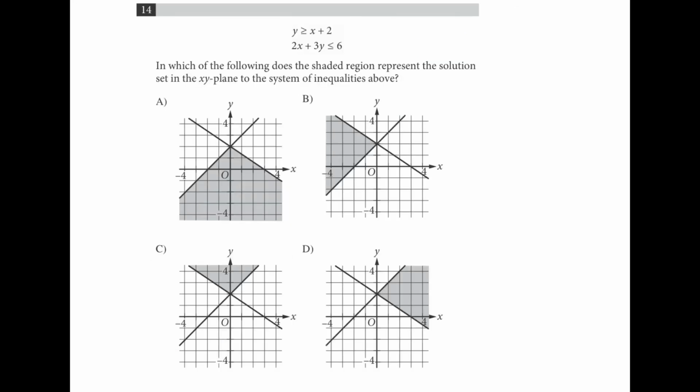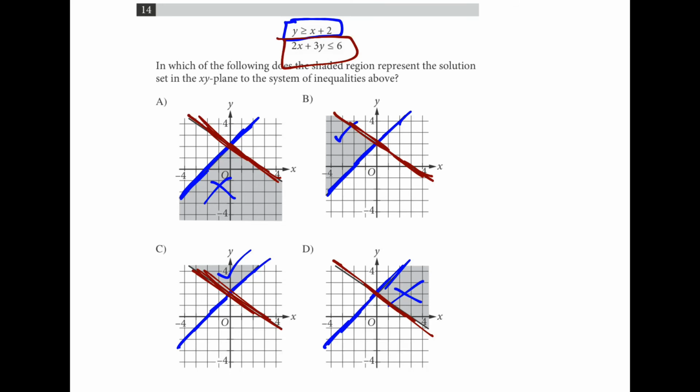So for 14, the solution set is where these two inequalities overlap. I've traced over with blue the lines that represent y is greater than or equal to x plus 2. And what that means is our solutions have to be above this. Looking at my options, this one is above it, this one is not, this one is above it, this one is not. Then if I shade the other line red, because that inequality says less than or equal to, my solutions have to be below this. This one is, and this one is not. So the only one that gets 2 checks is choice B.